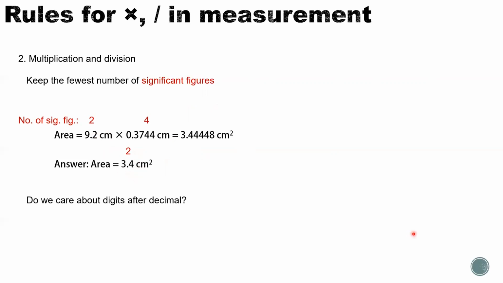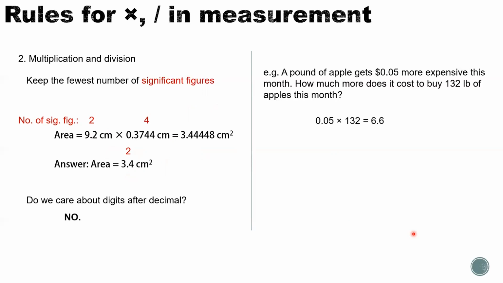In this case, do we care about digits after decimal? No, we don't care about that. And here's why. For example, a pound of apple gets $0.05 more expensive in this month. How much more does it cost to buy 132 pounds of apple this month? So obviously you need to use $0.05 each pound times 132 pounds in total. So you get a number of $6.6.